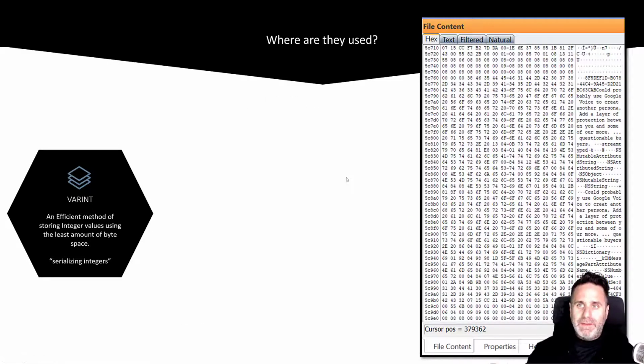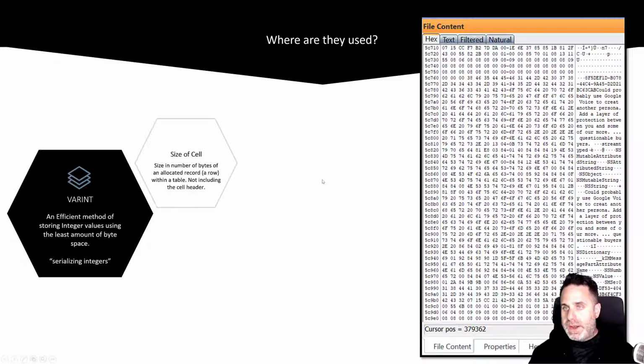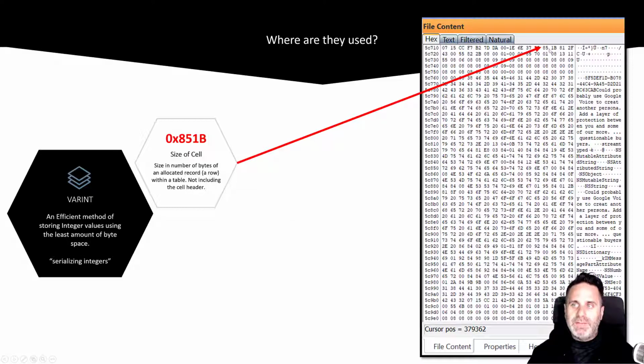On the right, we have a hex view of an SMS MMS out of SMS.db on an iOS device. First off, one attribute that we can take a look at is the size of the cell. Remember, the cell is the row, okay? And this is going to give us the number of bytes for the allocated record, not including the cell header. So we have this hexadecimal 85, and we're also going to include the next one, 1B.